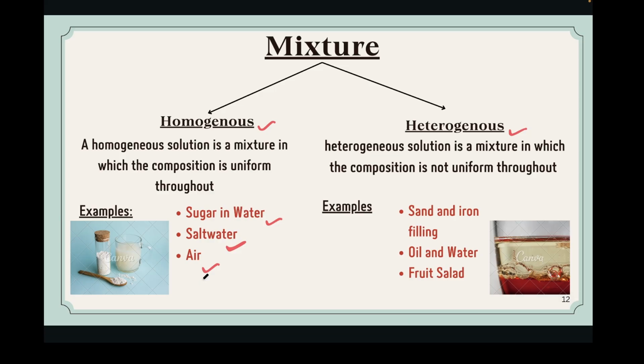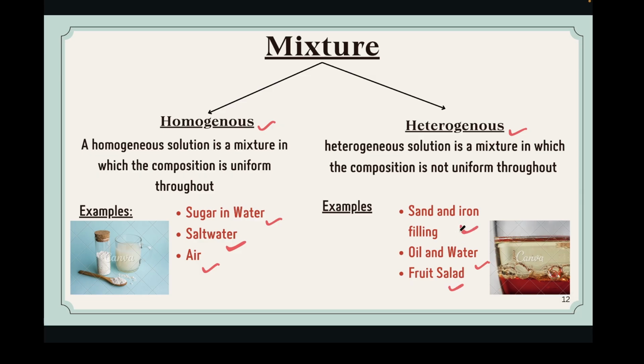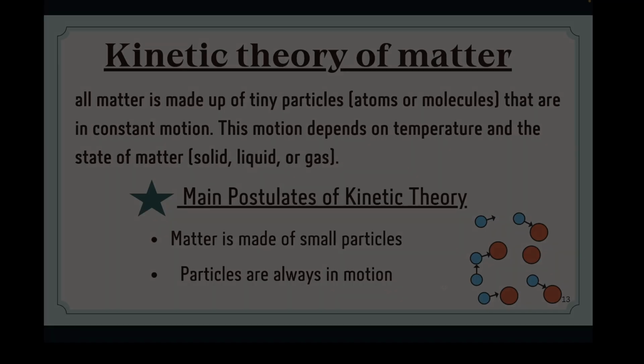But a heterogeneous solution is a mixture in which composition is not uniform throughout. That is, different parts of the mixture are visibly distinct, like oil and water, fruit salad, sand and iron filings. So, in a heterogeneous mixture, components can be visibly separated.